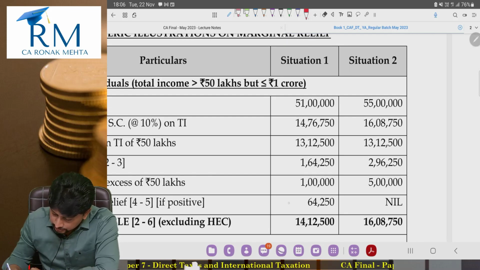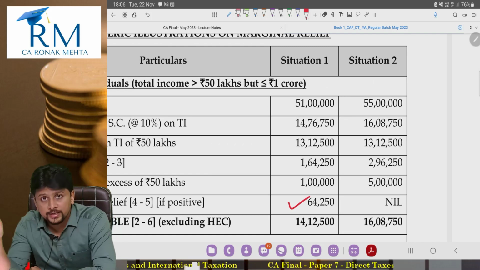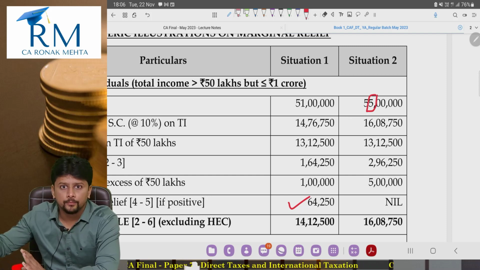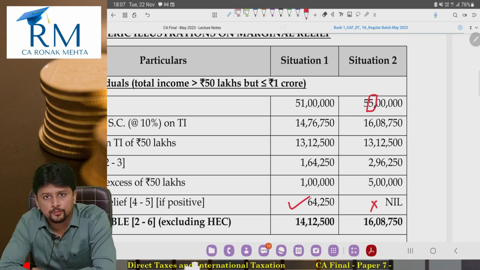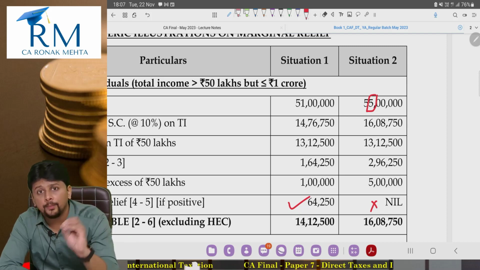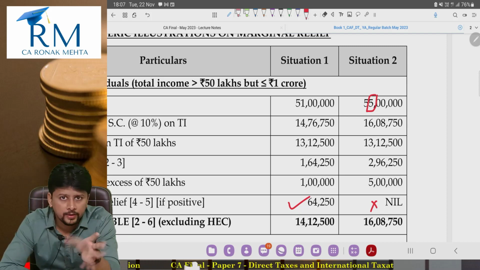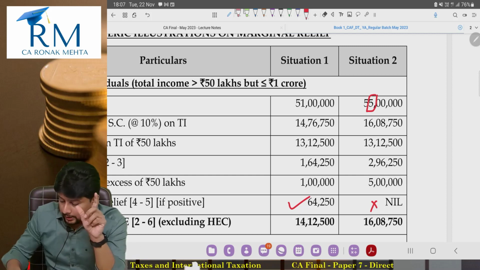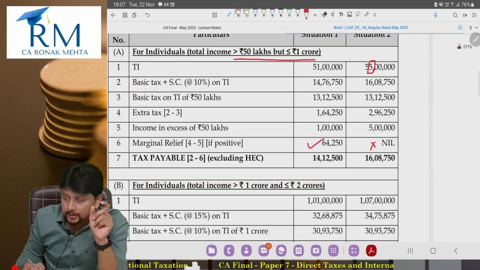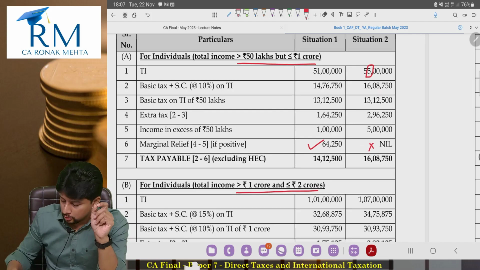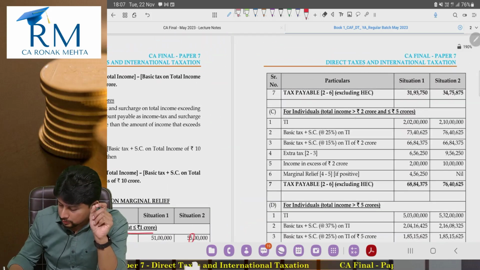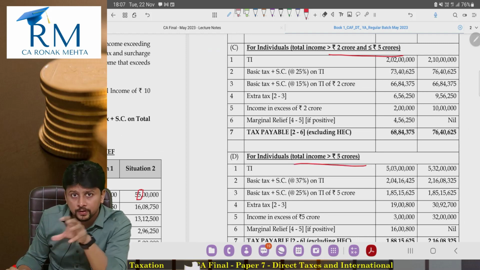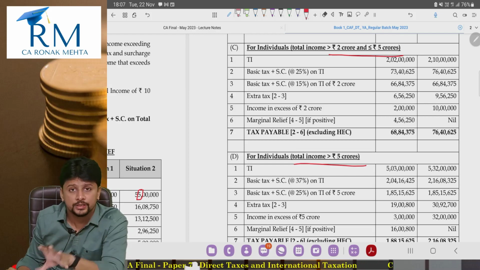If you look at the 2 columns vertically, situation 1 is a situation where marginal relief is available. Situation 2 is that example where you have a reasonable amount of income so that you don't require any marginal relief. You will have to pay the full amount of surcharge. All these calculations are excluding health and education cess. Health and education cess is applicable at the rate of 4% in any case. For individuals, above 50 lakhs but up to 1 crore, above 1 crore but up to 2 crores, above 2 crores but up to 5 crores, total income above 5 crores, I have covered all the situations of surcharge.